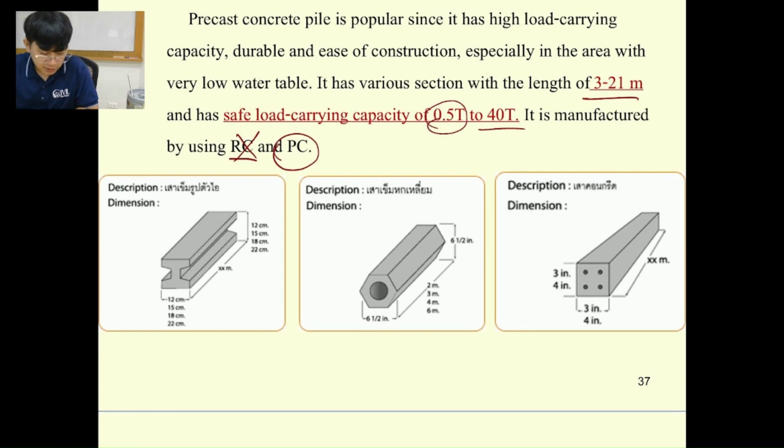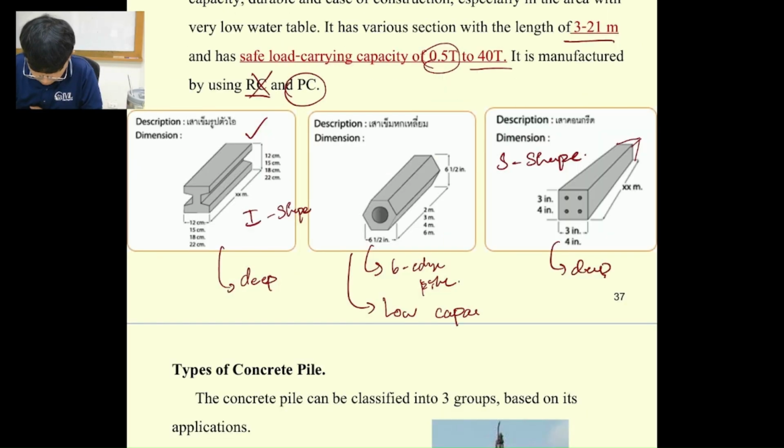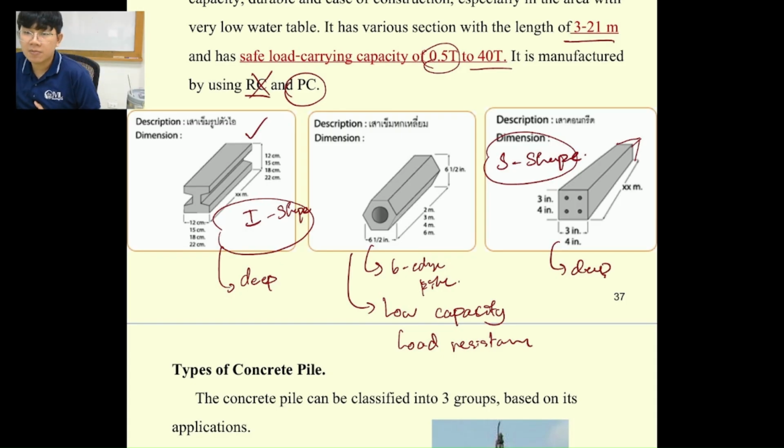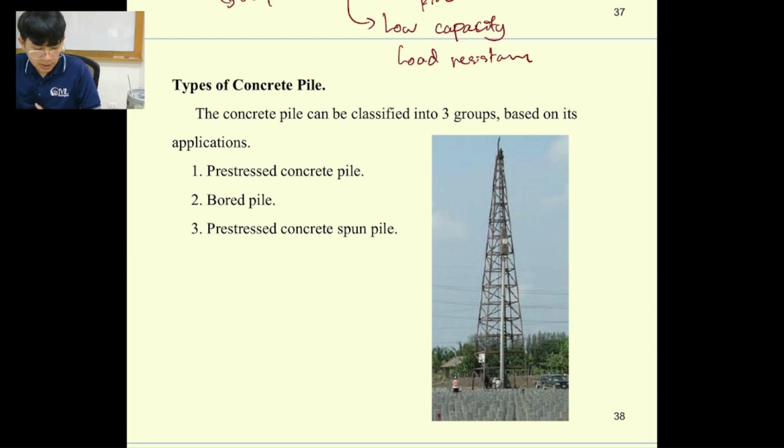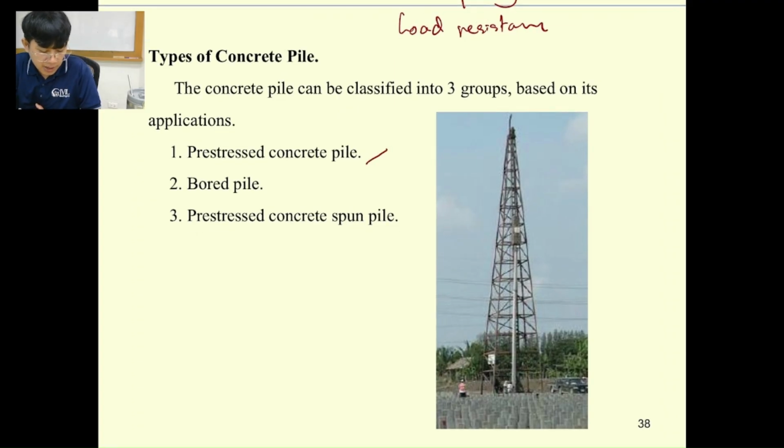So these are some shapes. This one we call the I shape. This one is a really good one. And another one we call load resistant. But the I shape and S shape are going to produce a really high capacity compared to the others. Okay. And if we divide the concrete pile into three groups, we can divide it into pre-stressed concrete pile, bore pile, and the pre-stressed concrete spun pile.